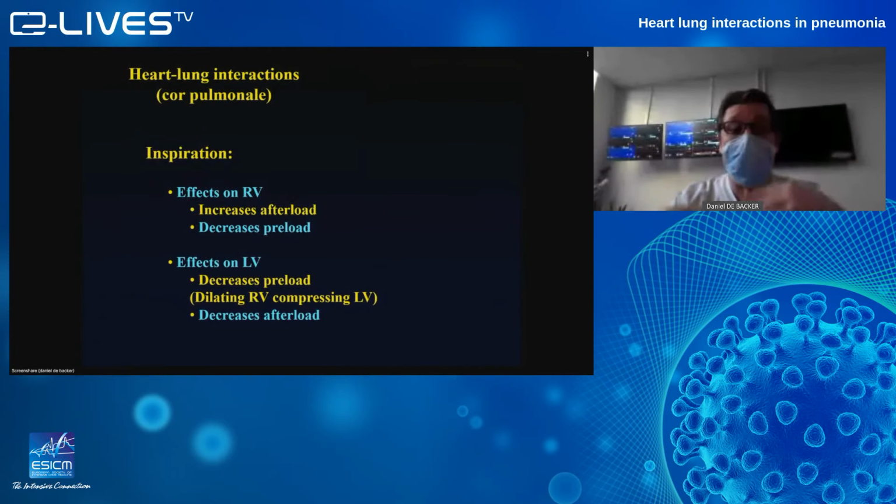So what are the impacts of mechanical ventilation here? During inspiration, there will be the increase in the afterload of the right ventricle, and this will decrease the right ventricle stroke volume. And on the left ventricle, there will be a decrease in preload that will be mostly occurring because the dilation of the right ventricle compresses the left ventricle and decreases the preload in this condition, which is a little bit different from the pure hypovolemic patient.